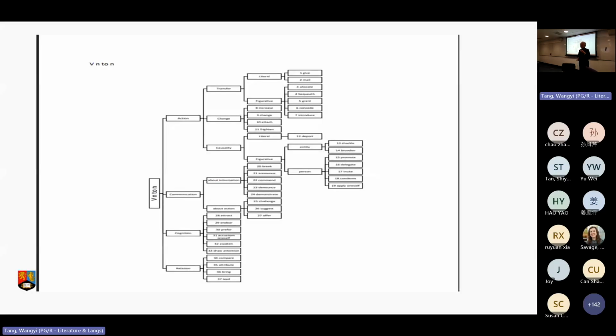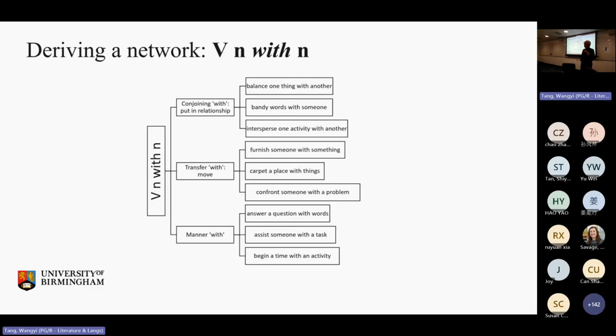So I was able to do that for each of the 50 verb patterns. Here's another one. This is the verb noun with noun, where it seemed sensible. I mean, I really like it when it works like that. When what was different was, in a sense, the meaning of the word with in the different constructions. So there was what I called a conjoining with, where 2 things are put in relationship, such as balance one thing with another or intersperse one activity with another.